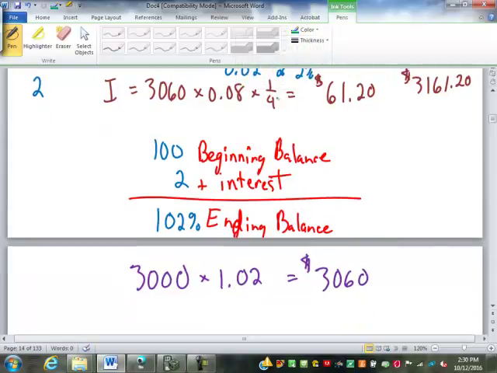If I do that again for quarter 2, take my 3,060 times 1.02. Do I get $3,161.20? Yes, we do. So that works. I can just take each quarter the beginning balance times 102% to get my ending balance.